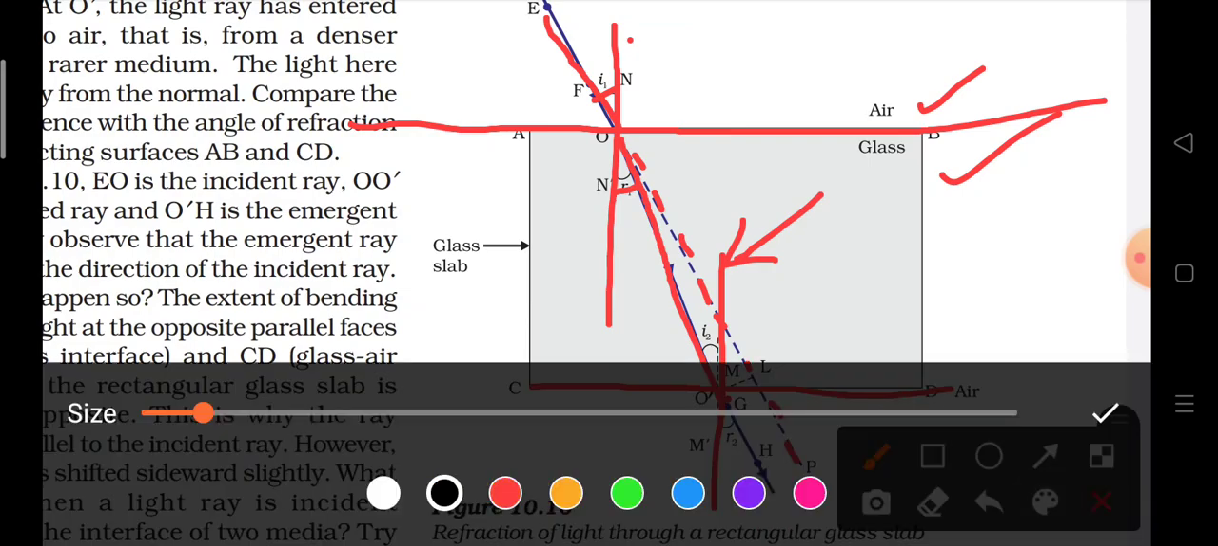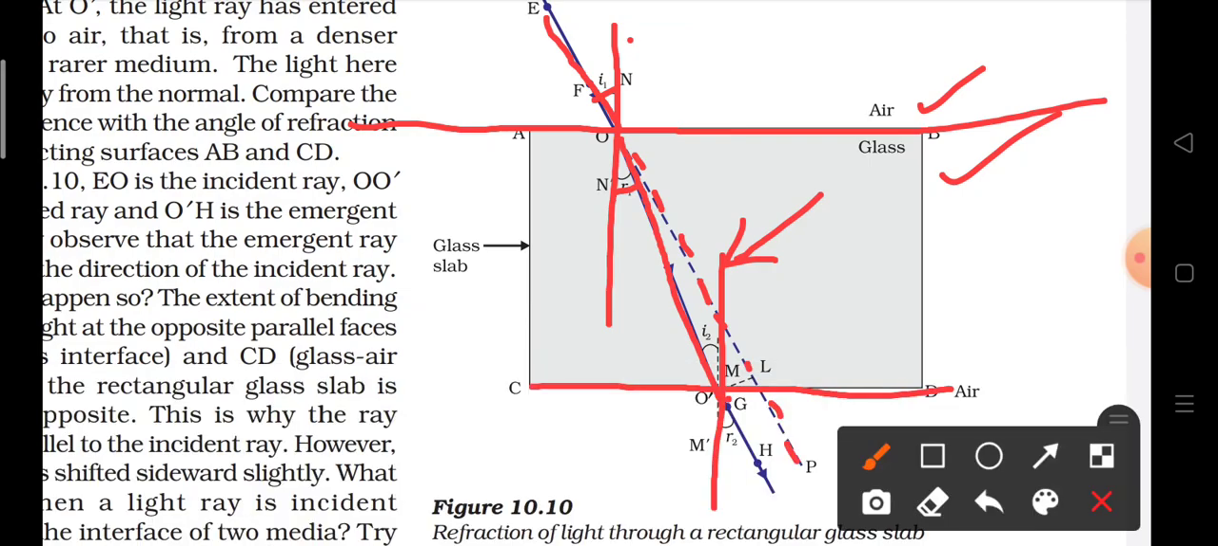And there we will see it is now entering from the denser medium to the rarer medium. Why? Now it is entering from the glass to the air. Now it bends away from the normal. Instead of going in this path, it will move away from the normal. Now here, this angle is known as the angle of emergence.